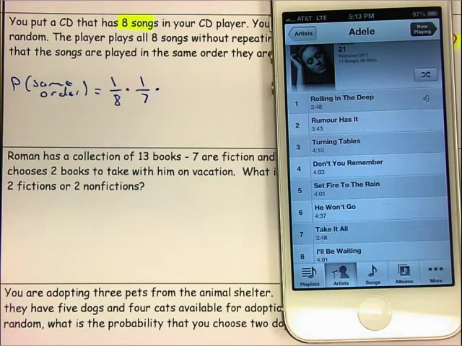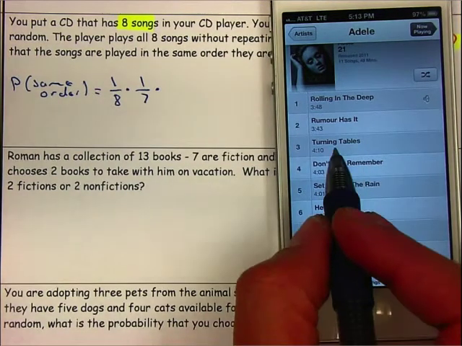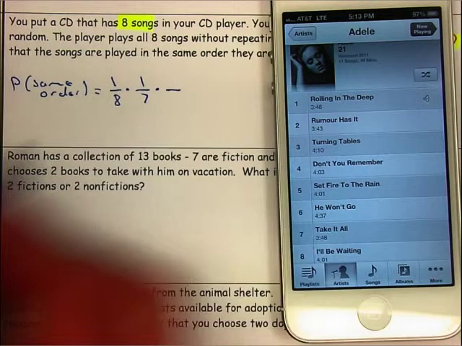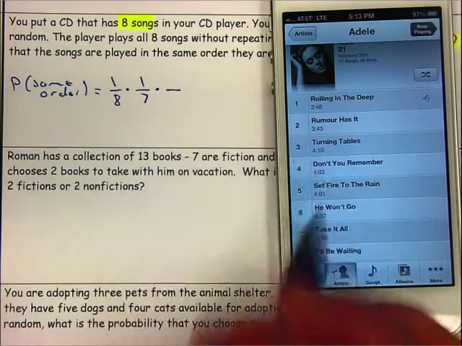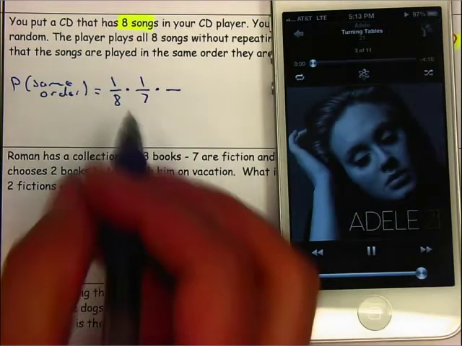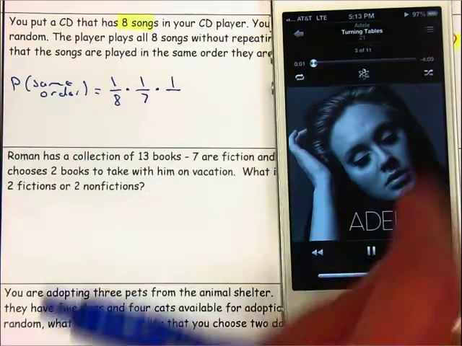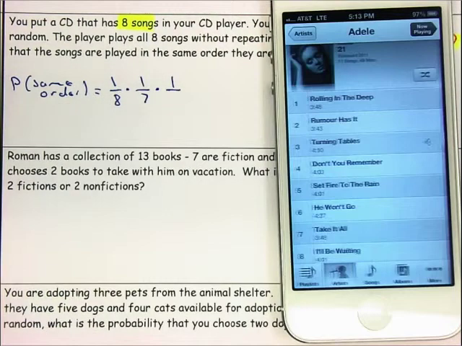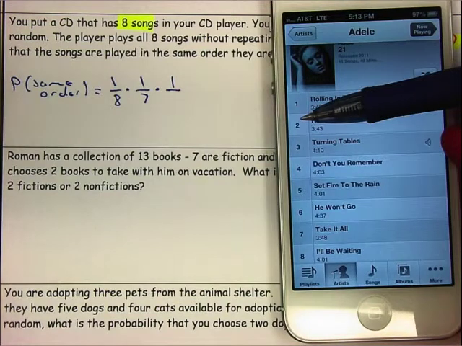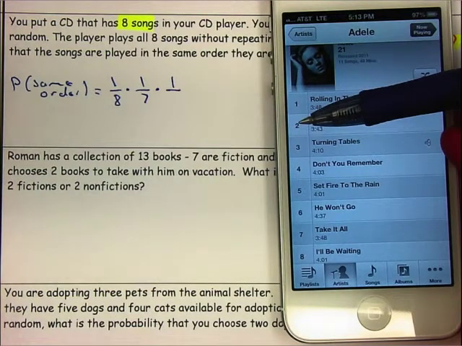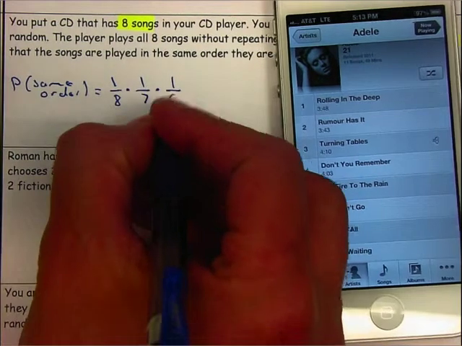Next one. We want the next song to be played in the same order. So we're looking for Turning Tables. How many Turning Tables are there? Just 1. And how many of them are available? Remember, the first 2 can no longer be played because they cannot be repeated. So we have 6. And so on.